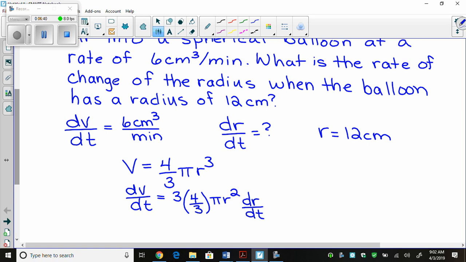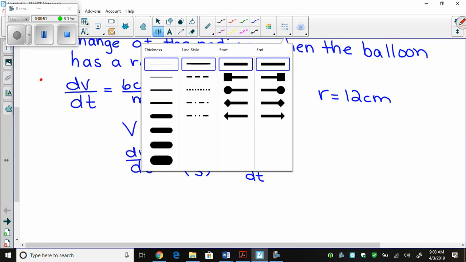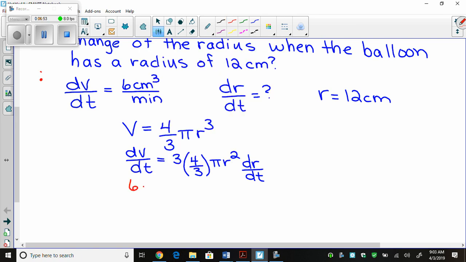Okay. So, dv over dt is what? And I keep my units. Oopsies. So we get 6 centimeters cubed per minute, and I write them like this so that I can cancel my units properly. Equals the 3's cancel. 4 pi 12 what? Centimeters squared dr dt.